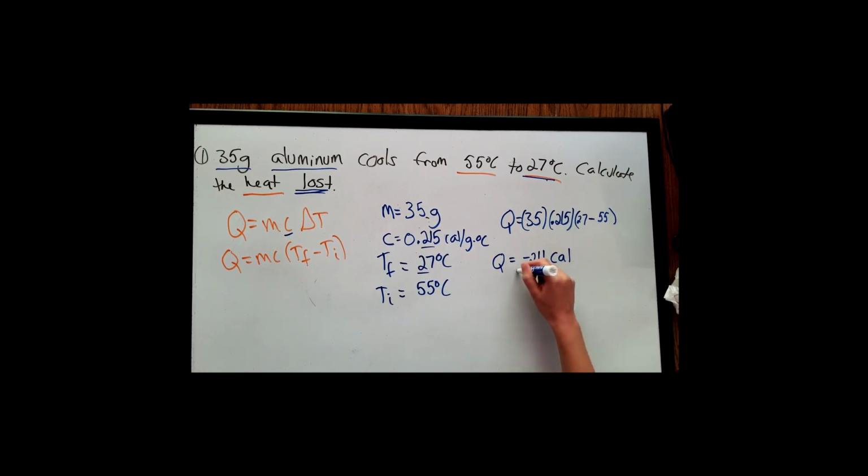Remember, units are calories. So negative 211 calories because heat was lost. And in the other two problems we did, heat was being gained. Heat was going into the system, so we had positive Q values.